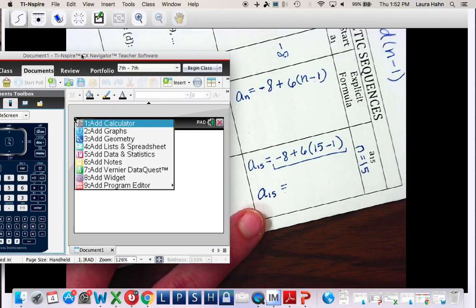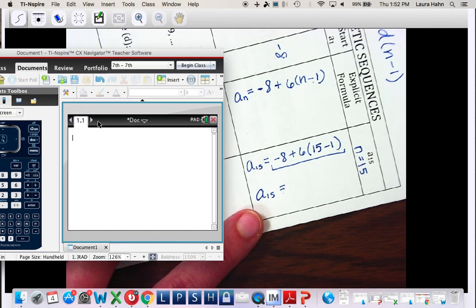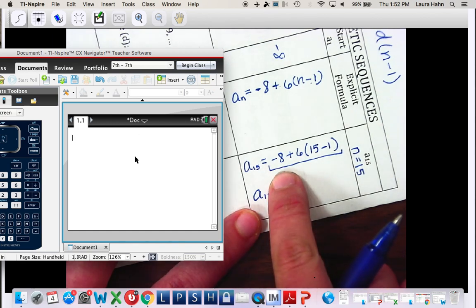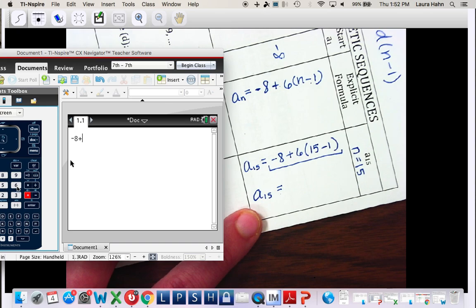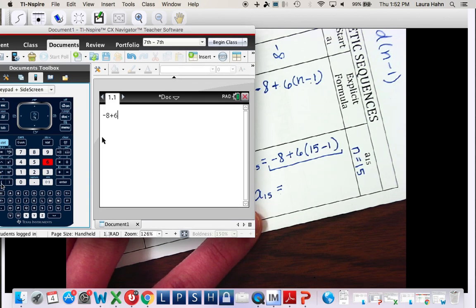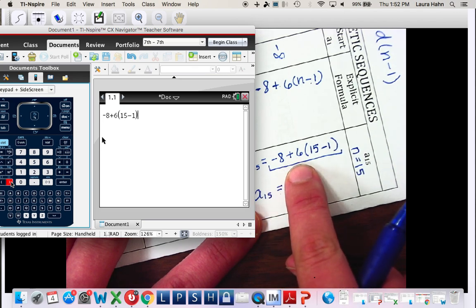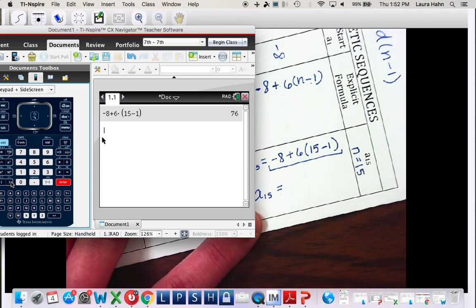I'll move this over here so we can see. All right, and I'm going to type in negative 8 plus 6, open our parentheses and put 15 minus 1, close your parentheses. So all I did was type this in: negative 8 plus 6, open the parentheses, 15 minus 1. Now I'm going to press enter.